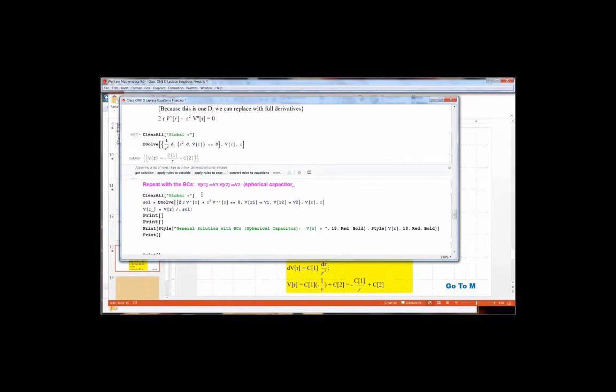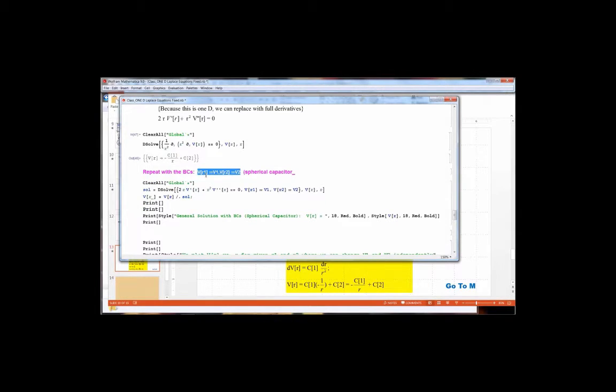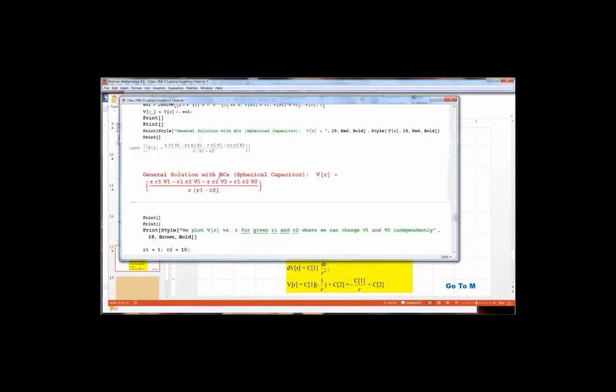Let's put in the boundary conditions, which are exactly the same as we had before, namely that if we go to r1, we get v1. If we go to r2, we get v2. And again, this is a spherical capacitor. Here's the solution where we put in the boundary conditions. So here's our DE. Here's our first boundary condition. Here's our second boundary condition. We're solving for v, and the variable is r. So here's the solution. So this is the general solution with the boundary conditions. It's a spherical capacitor. The results are right here.